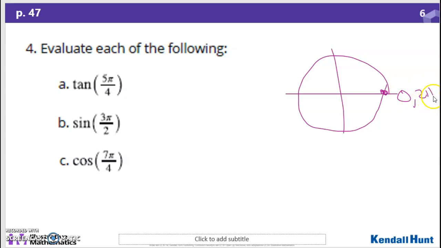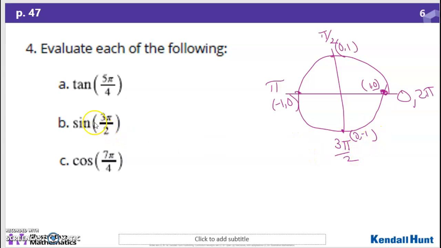0 and 2 pi. We know that pi over 2 is at the top. We know over here is pi. We should know that 3 pi over 2 is going to be at the bottom. Then we think about our coordinates. So my coordinate for over here is 1, 0. Up here, I'm at 0, positive 1. Over here, we're at negative 1, 0. And down at the bottom, we're at 0, negative 1.